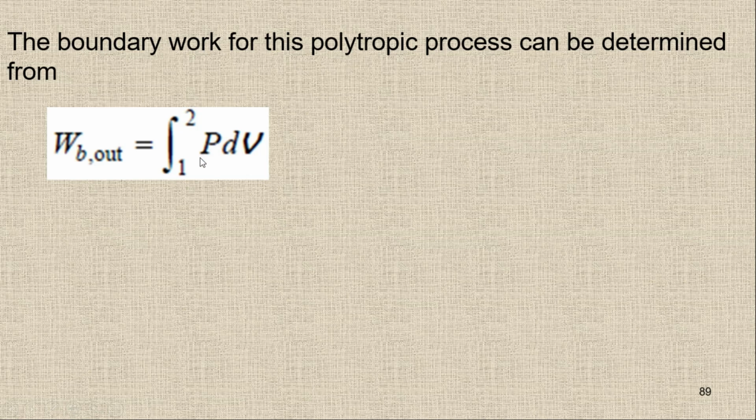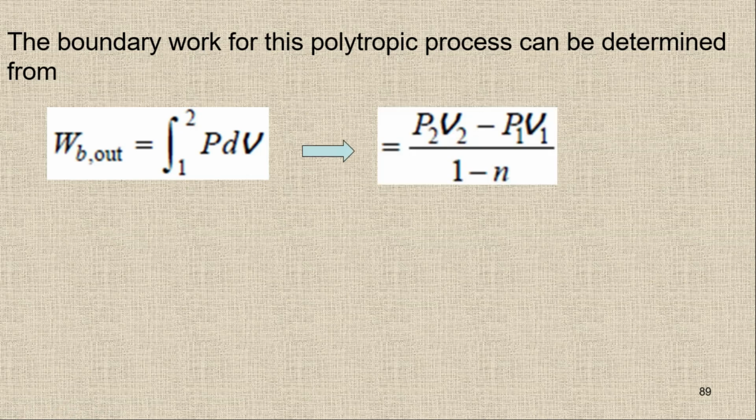We have the integral of PdV between the limits 1 to 2. If I solve this, we will get the answer like this: P2V2 minus P1V1 upon 1 minus n, where n is the index which is given as 1.4. So this is P2V2 minus P1V1. Right now we have the value of P1, but we don't know P2, and we don't know V1 and V2 as well.